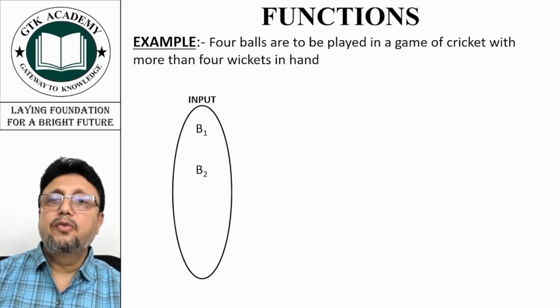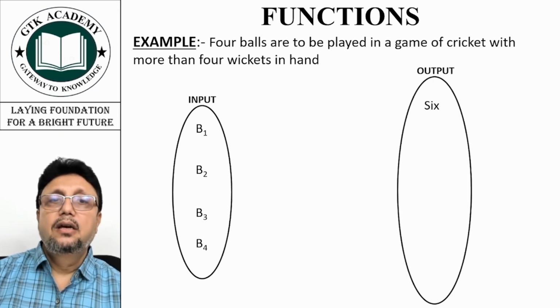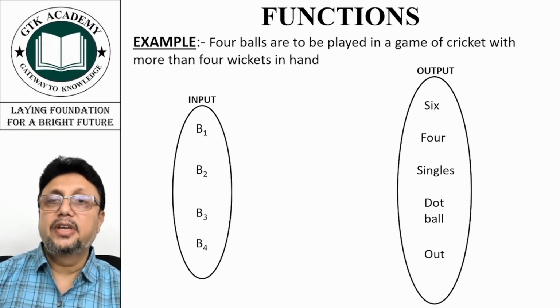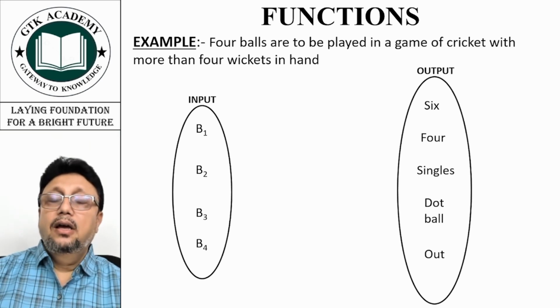The inputs are four balls, B1, B2, B3, B4. Now what are the output possibilities? The batsman can hit it for a 6, 4. He can take singles. There can be a dot ball. The batsman can be out. I'm not considering no ball, just a hypothetical case. Now the first ball is bowled.